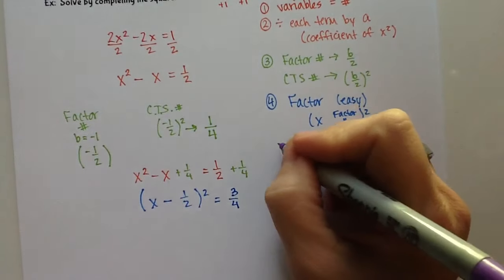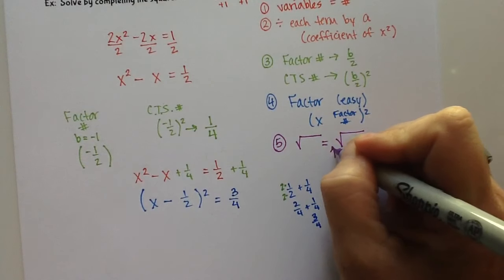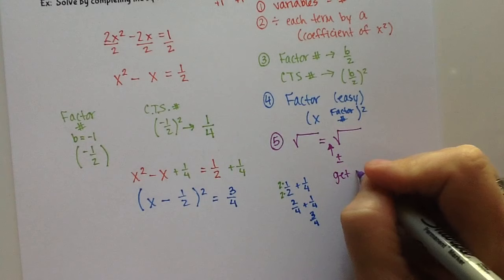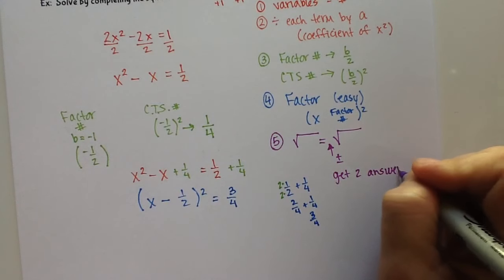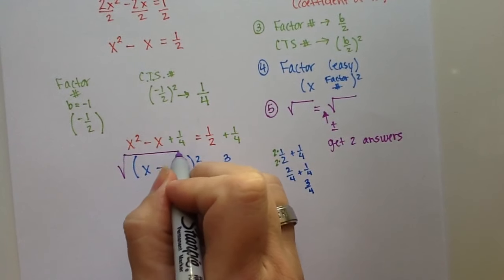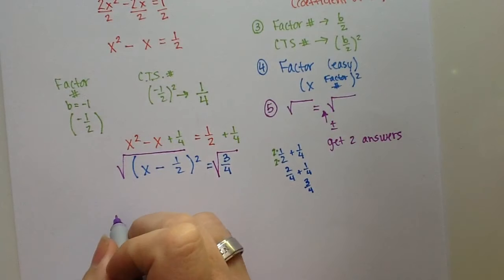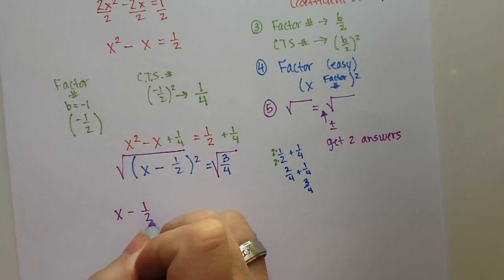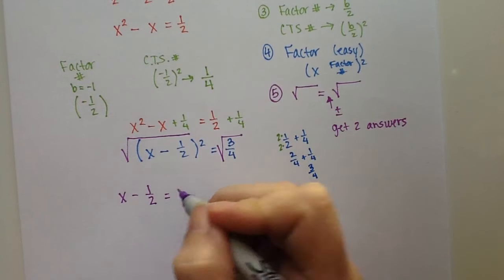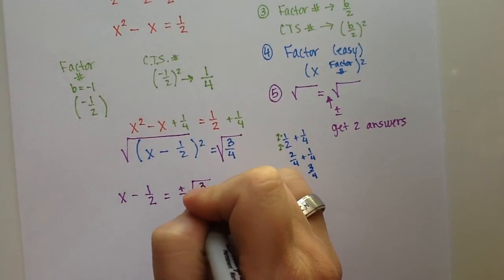And then the next thing I'm going to do is take the square root of both sides, remember to do the plus minus, and then get two answers. So I'll take the square root over here, and the square root of x minus 1/2 squared is just x minus 1/2. The square root of 3/4 is a little bit more challenging. It's going to be plus or minus square root of 3/4.